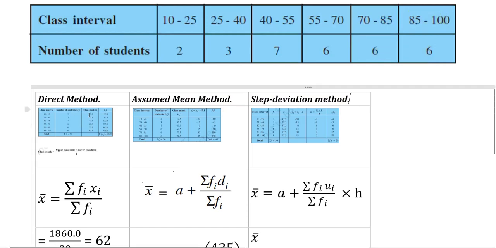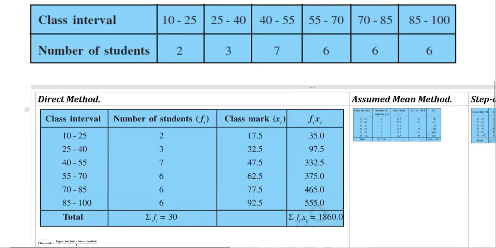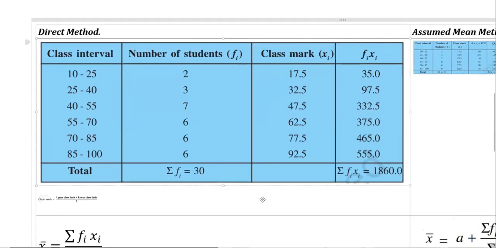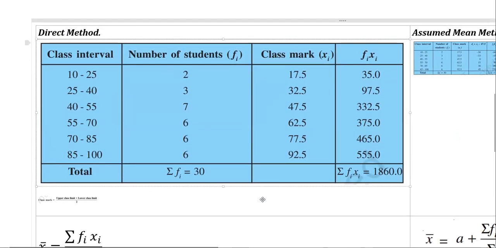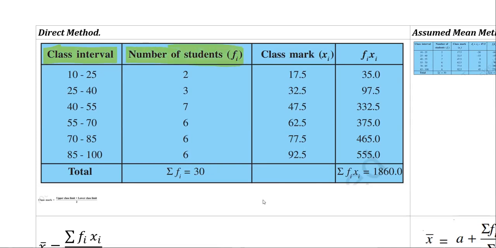In this case, we'll be making four columns. So what are these four columns? Let's understand this. First we'll write the class interval, the same as given in the table. The number of students also remains the same as given in the table. Then we'll be finding the class mark.